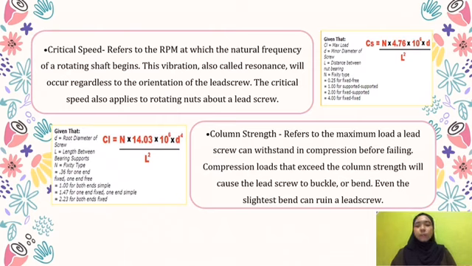Column strength refers to the maximum load a lead screw can withstand in compression before failing. Compression loads that exceed the column strength will cause the lead screw to buckle or bend. Even the slightest bend can ruin a lead screw. Given that Cs equals N multiplied by 14.03 multiplied by 10, multiplied by D divided by L2.